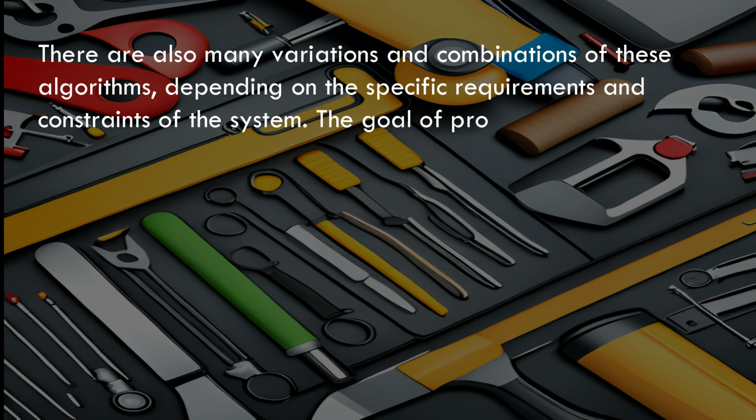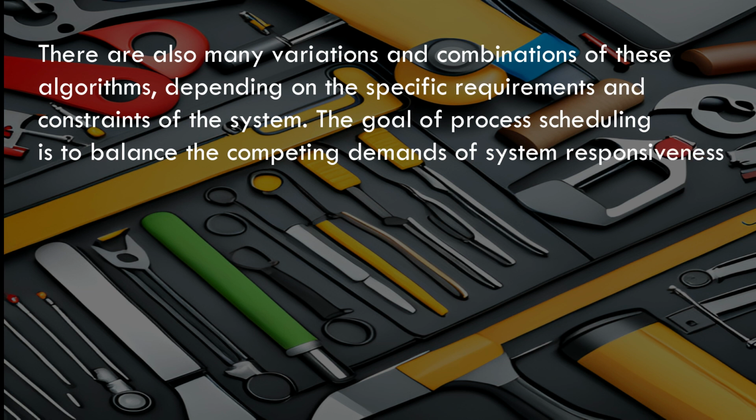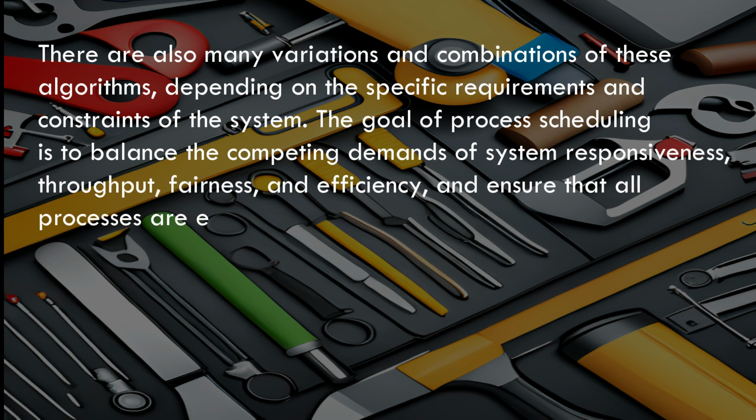There are also many variations and combinations of these algorithms, depending on the specific requirements and constraints of the system. The goal of process scheduling is to balance the competing demands of system responsiveness, throughput, fairness, and efficiency, and ensure that all processes are executed in a timely and efficient manner.